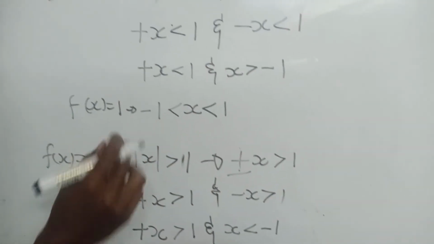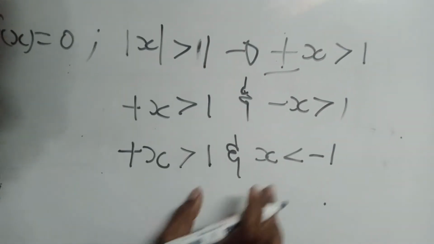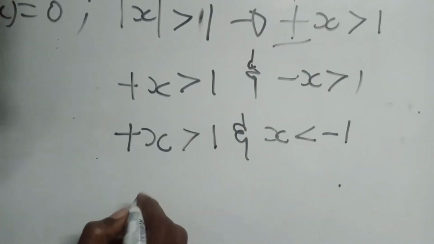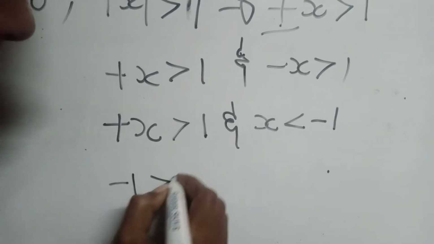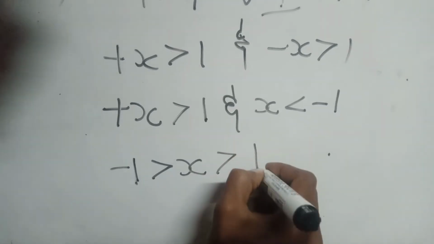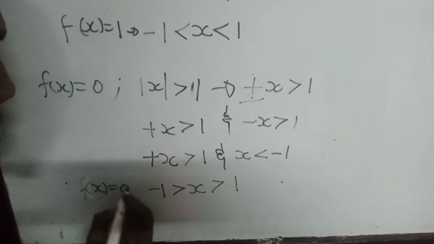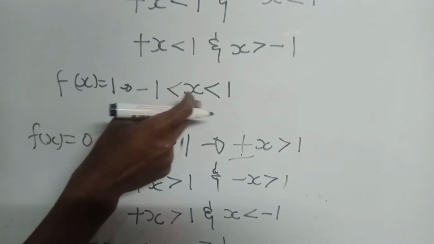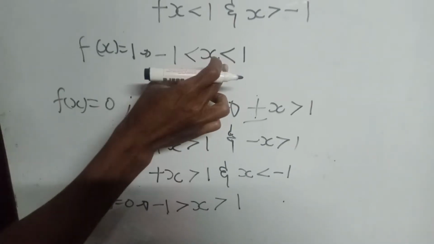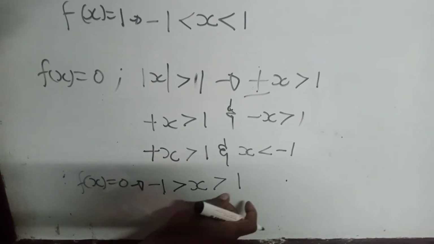When you look at these arrows and combine these two values, we will say x is less than negative 1 or x is greater than 1. So looking upward, for the case f of x equals 0, this is the first part: x is less than negative 1. And the second part is x is greater than 1.